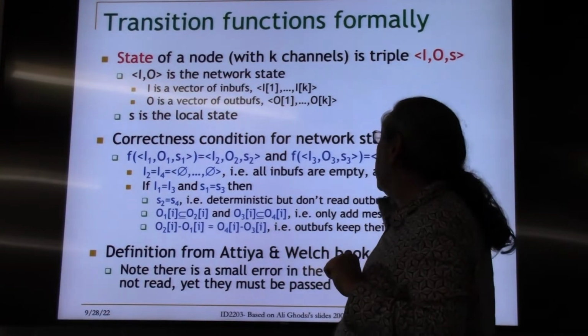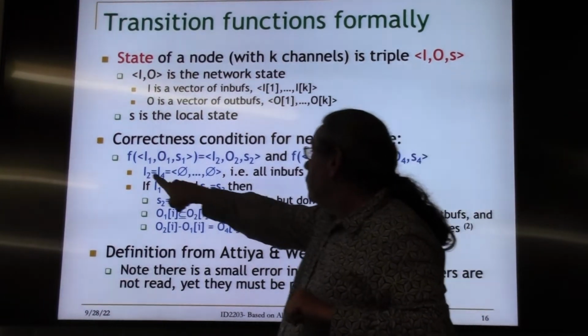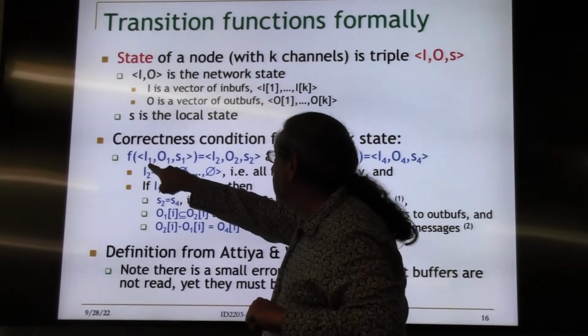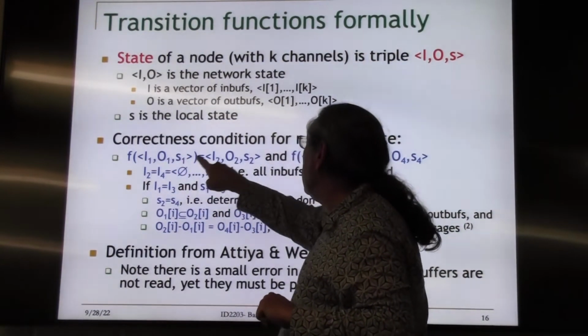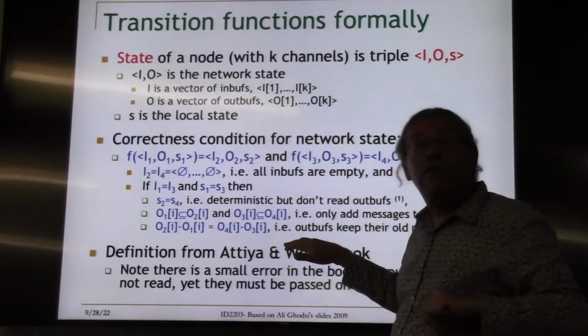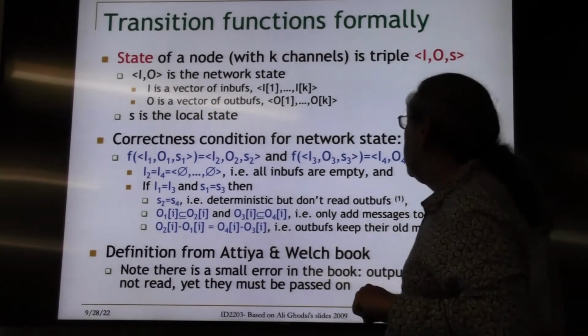Okay, one in-buff and one out-buff. Now we have a correctness condition for this transition function. The transition function takes the state and goes to another state. And this completely defines the correctness. And it's actually very intuitive.